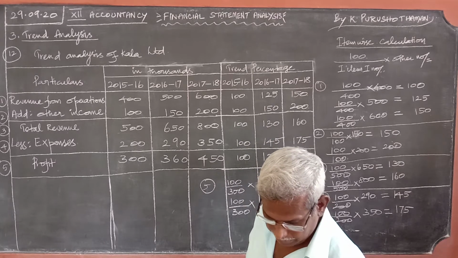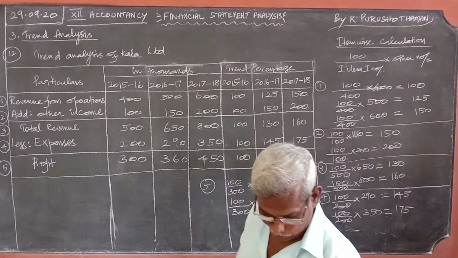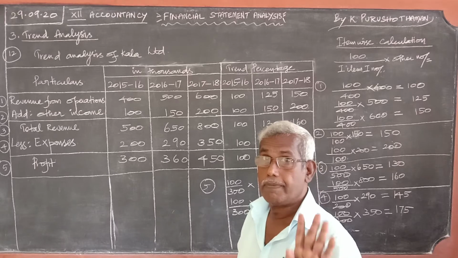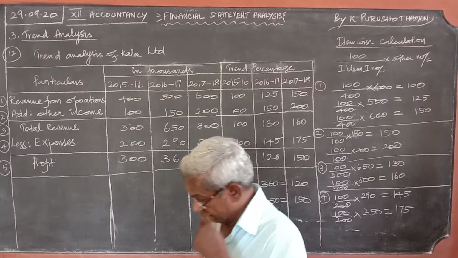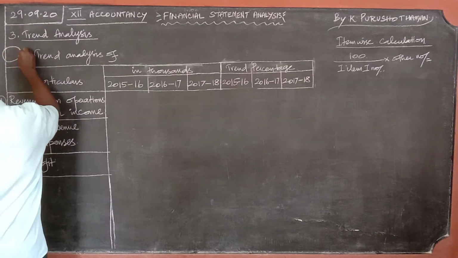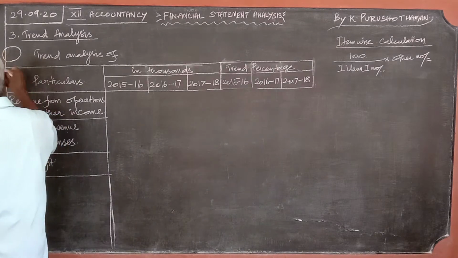175, profit before tax 150. Okay. We shall pass on to the next problem, number 13.